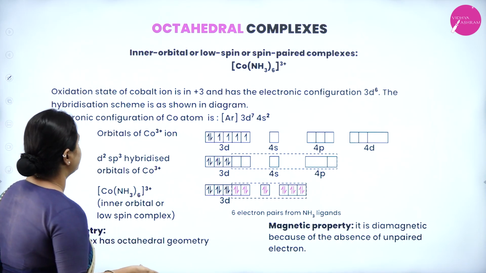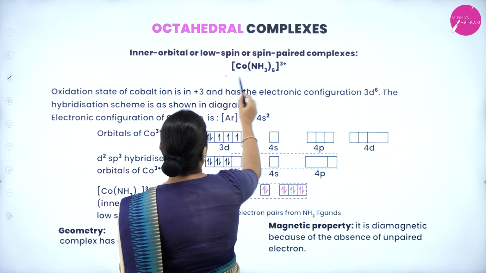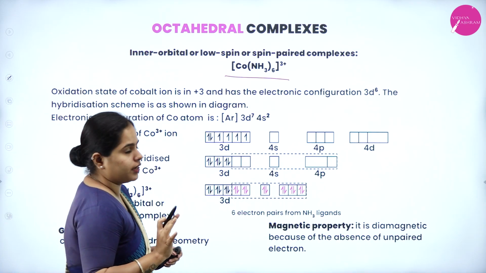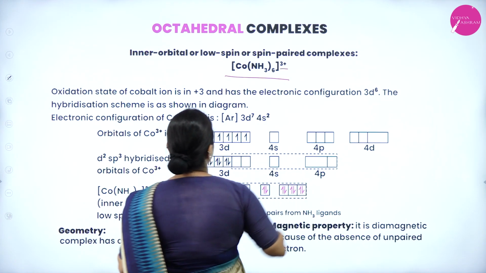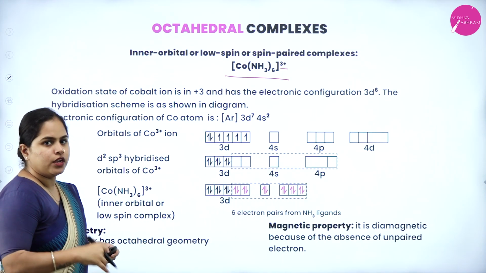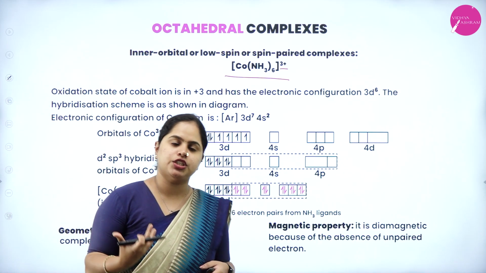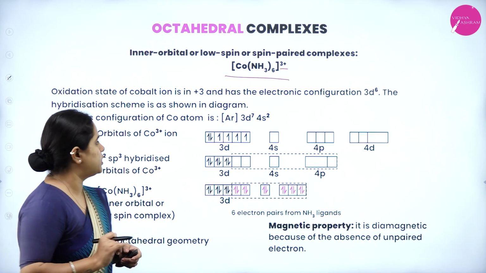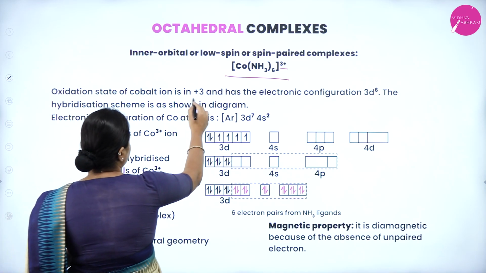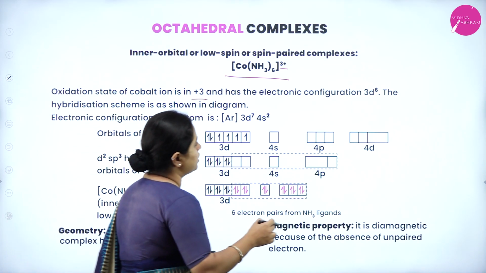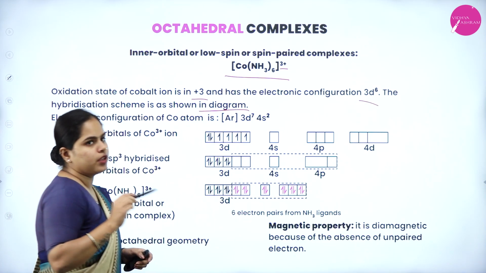using the hybridization. First we are going to discuss this coordination compound given here, [Co(NH3)6]3+. So using VBT, we are going to see how we can predict the geometry, the hybridization and the magnetic behavior. The oxidation state of the cobalt ion is +3 and it has electronic configuration 3d6. The hybridization scheme is as shown in the diagram.